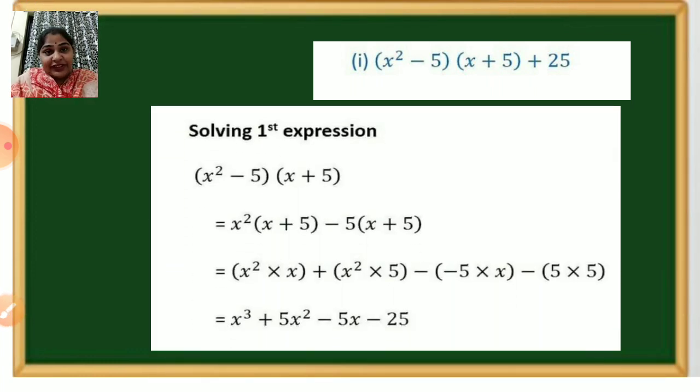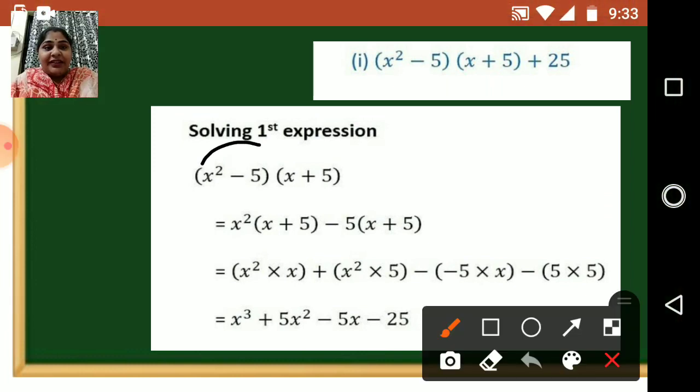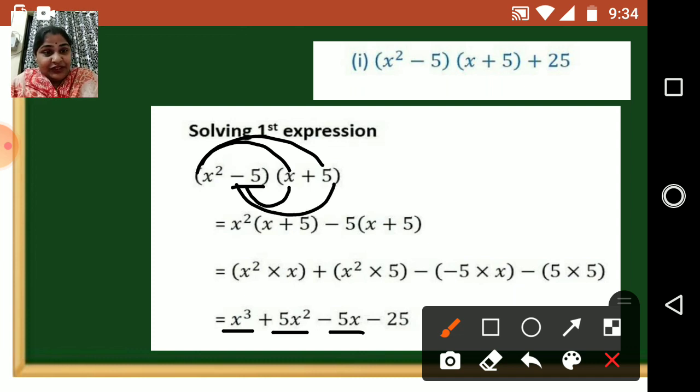So this is solving the first expression, children. x square multiplied by x is nothing but x cube. Again x square multiplied by 5 is 5x square. Now this is negative 5, so when it is a negative sign, you have to be very careful with the sign. Negative 5 multiplied by x will be negative 5x, and negative 5 multiplied by 5, 5 5s are 25, that is negative 25.